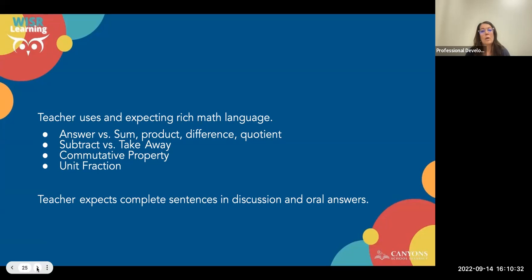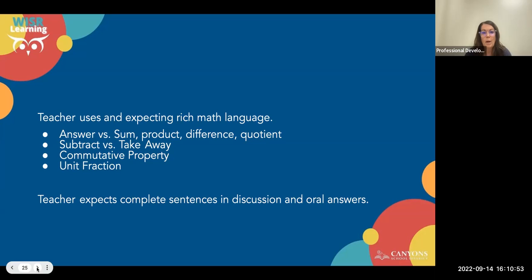So instead of saying, okay, the answer is, you may use words like sum, or the product is, the difference is, the quotient, because we want students knowing that it goes way beyond just answer. And we would use subtract instead of takeaway. Takeaway is not what subtraction is. We would use the word subtraction or difference rather than takeaway.